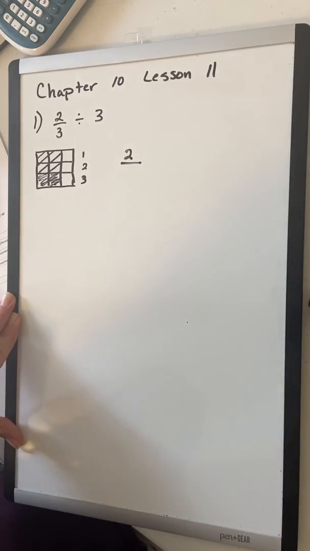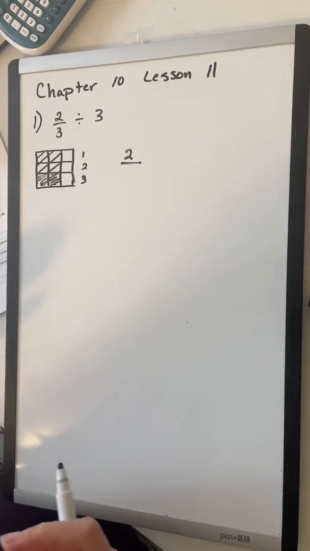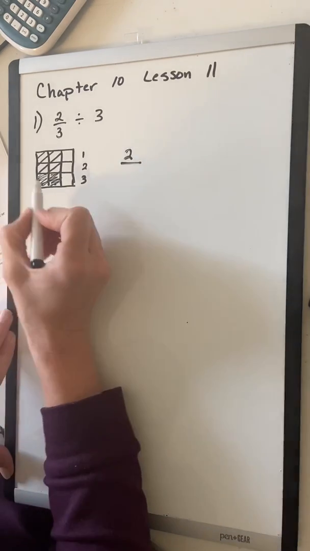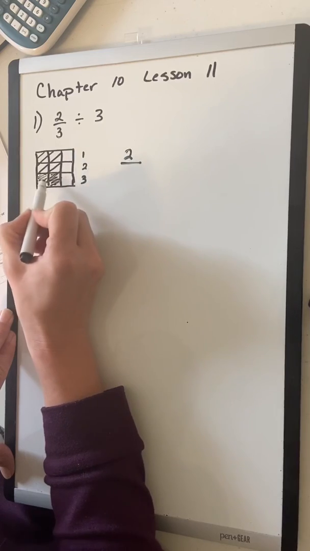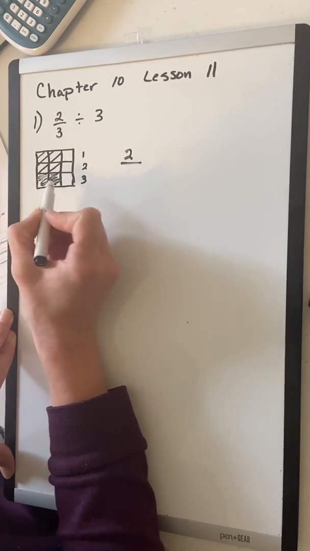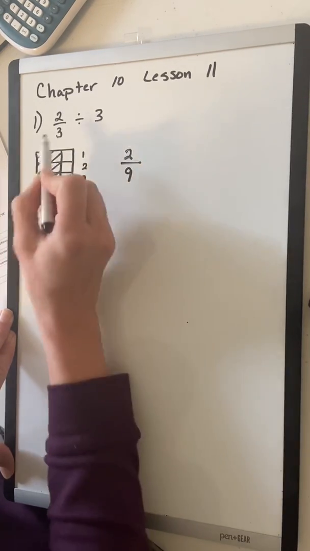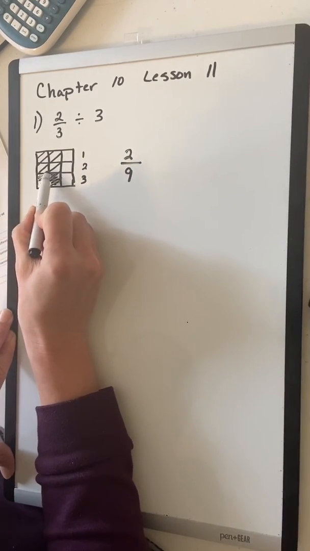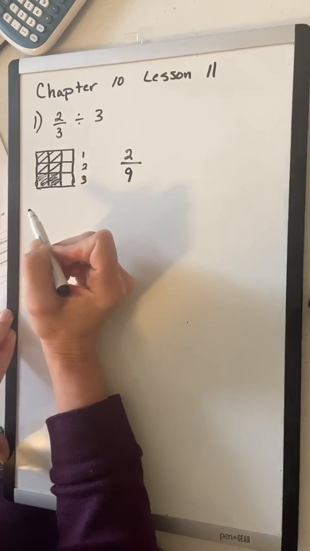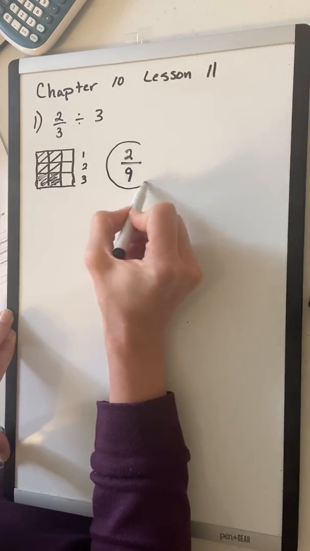What do you put on the bottom? What would be the denominator for this entire fraction? Well, you want to look at how many tiny squares you've divided the entire whole up into, and you've divided it into 9. So if you take 2/3 and you divide it by 3, you have just 2/9 in any one of those thirds. So that's your answer for that one.